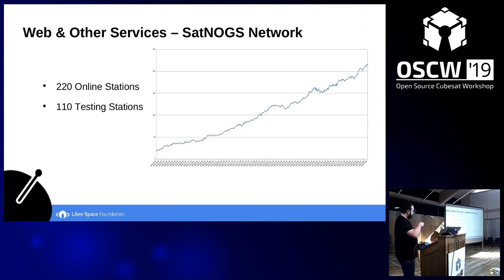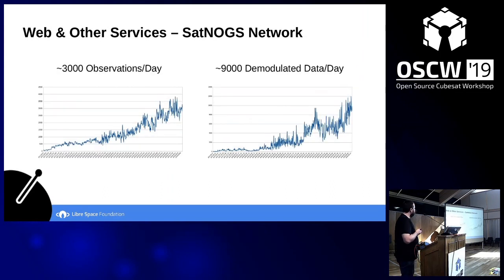On the diagram you see the online stations from May of 2018 to today. Currently, we have 220 online stations and 110 testing stations. We do almost 3,000 observations per day, and we demodulate 9,000 data per day.